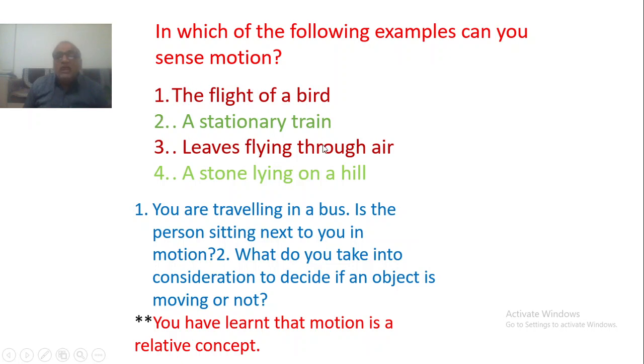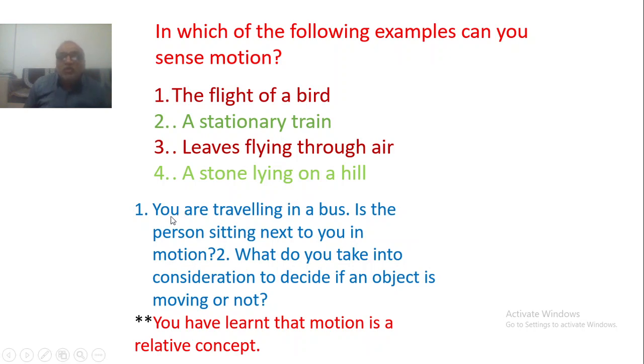Why do we say like this? Because for the flight of birds, with respect to us or with respect to the surrounding, the bird changes its position. That's why the bird is in motion. Leaves also change their position with respect to the surrounding. That's why they are in motion. But a stationary train does not change its position with respect to the platform or surrounding or observer. Then we say that the train is not in motion. Similarly, for a stone lying on a hill.